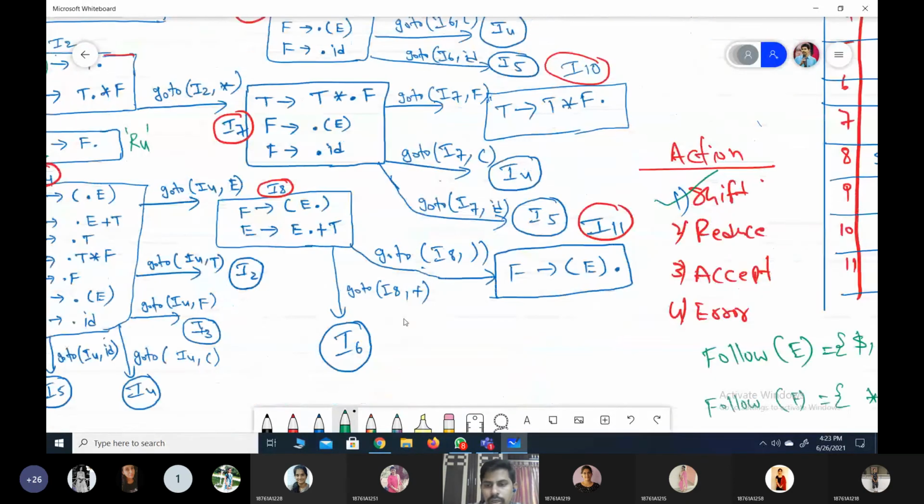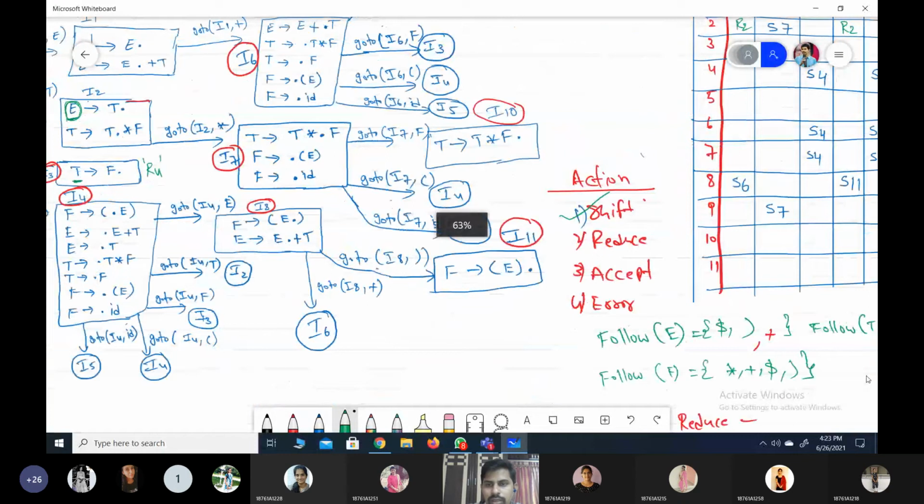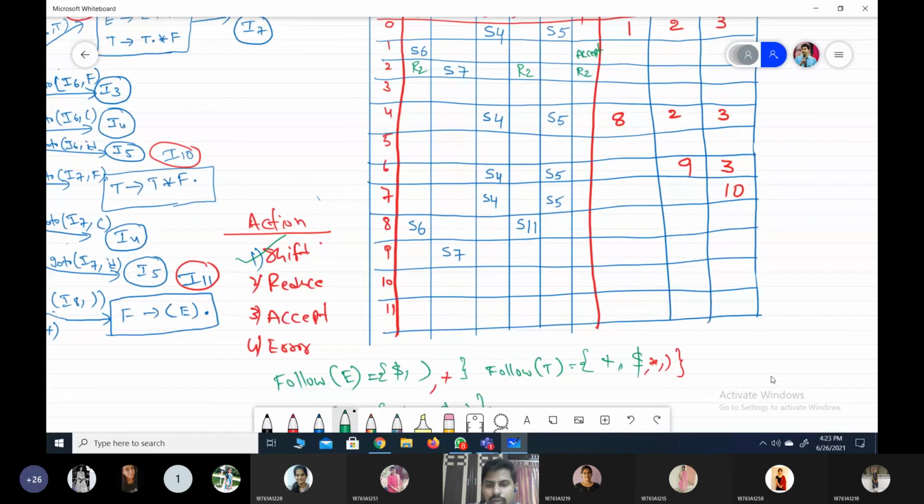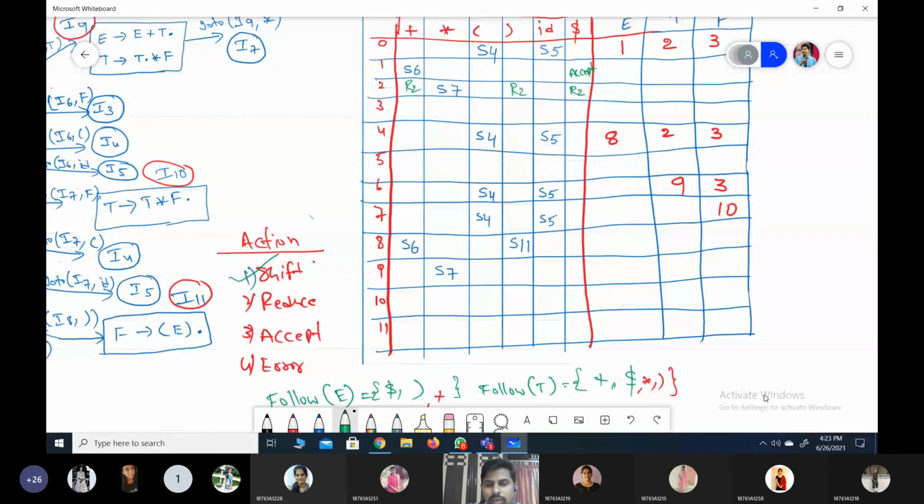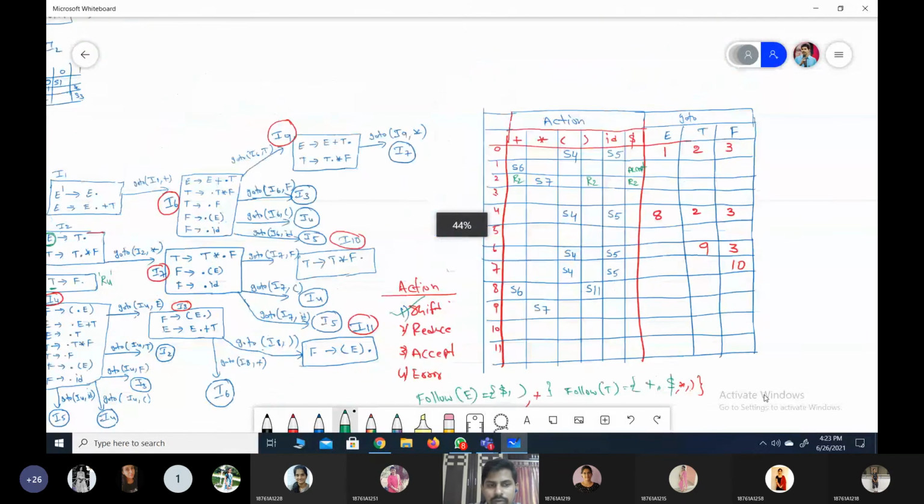On the third row, compute the follow of T symbols. What are the symbols that we have? Plus, dollar, star, closed parenthesis. For those symbols, we have to add R4. So on the third row, for plus, that is R4. For dollar, that is R4. For star, that is R4. For closed parenthesis, that is R4. Is it okay, everyone?